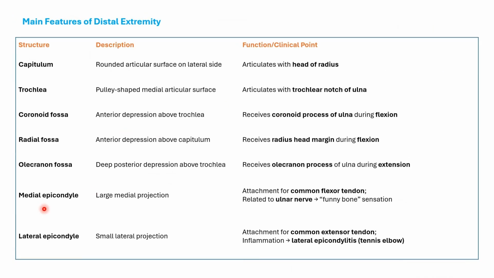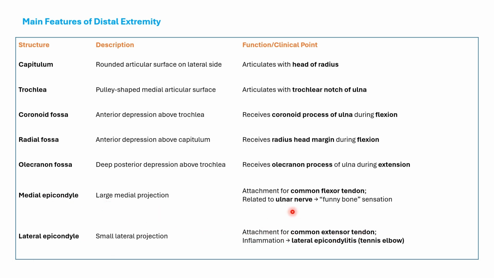Now we expand two epicondyles, medial epicondyle and lateral epicondyle. Medial epicondyle is a large medial projection, lateral epicondyle is a small lateral projection. So the medial epicondyle is more prominent, and the medial epicondyle gives attachment, actually origin, for the common flexor tendon, and the lateral epicondyle gives attachment for the common extensor tendon, actually origin.